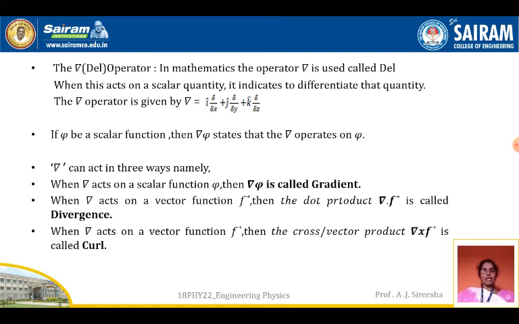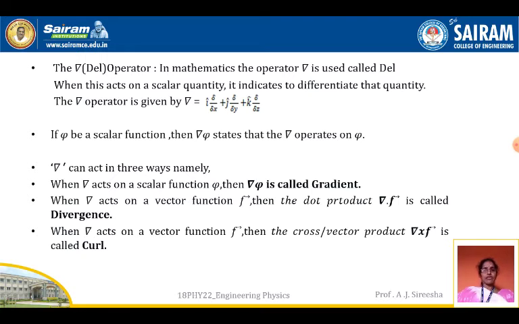So del is operating in three different forms. Del operating on a scalar function, and also del operating on a vector function as a dot product, and del operating on another function which is a cross product, then del cross f is called a curl.